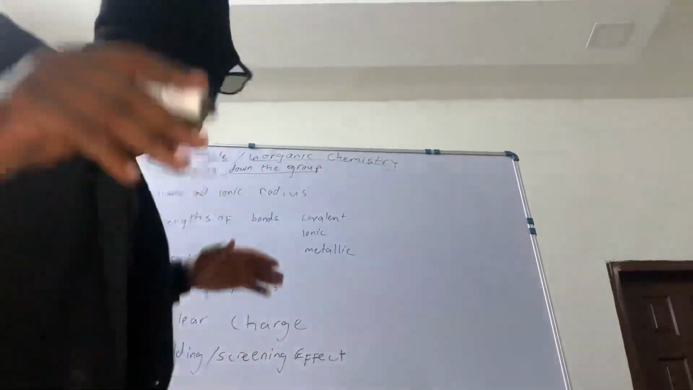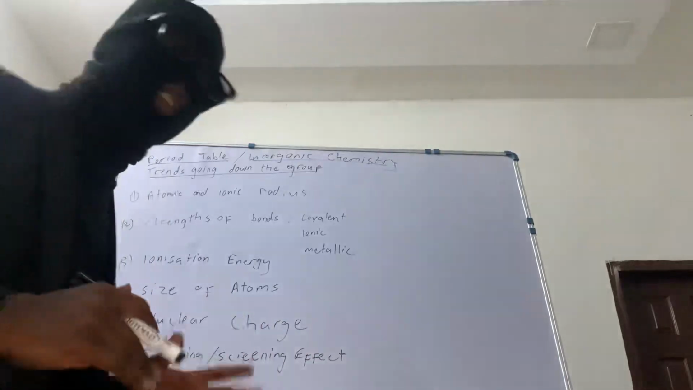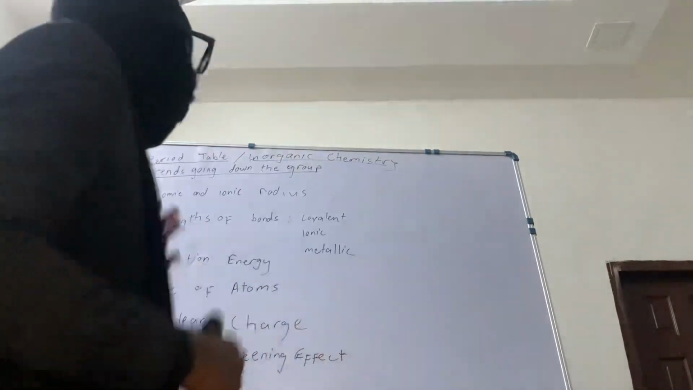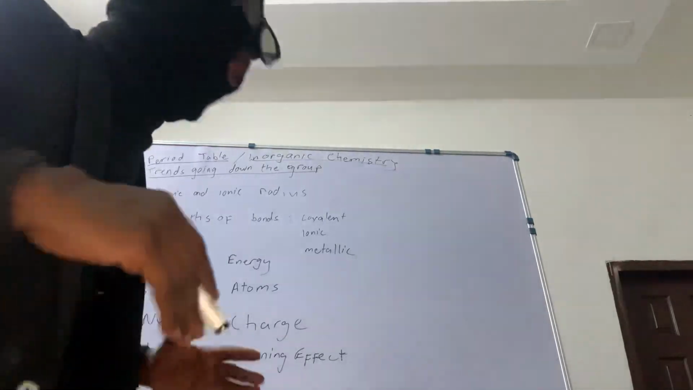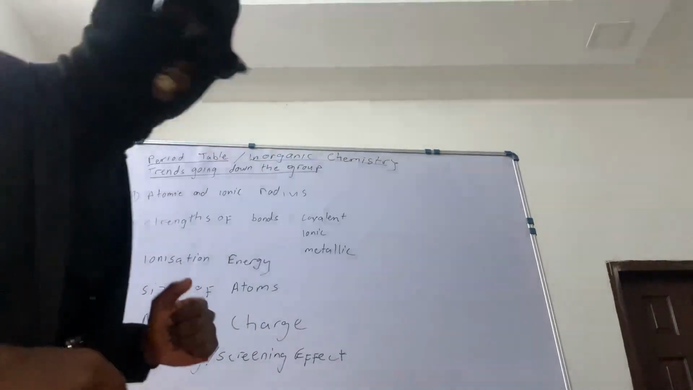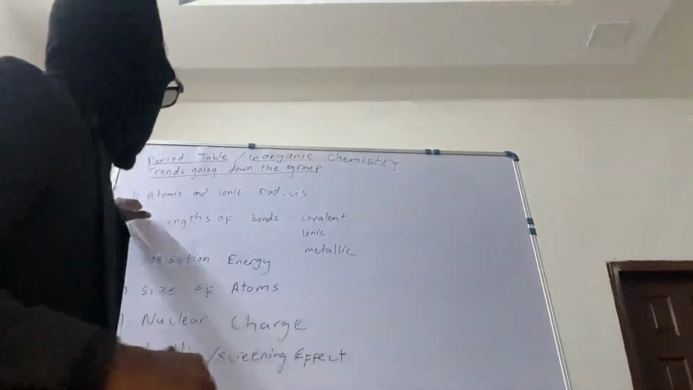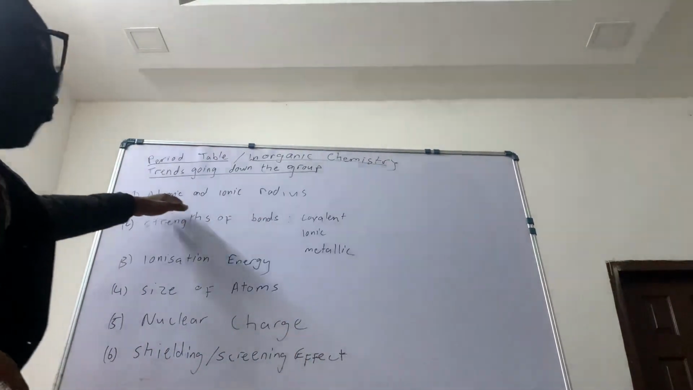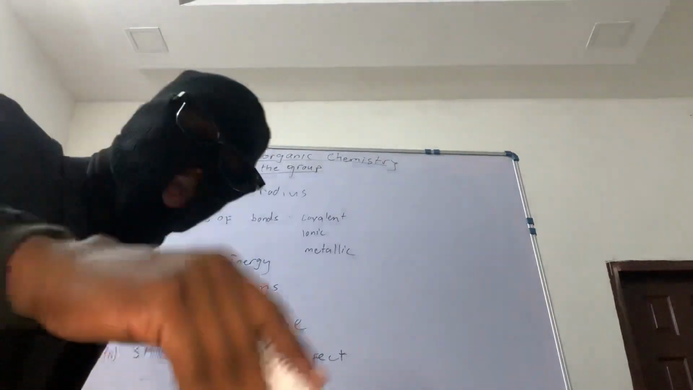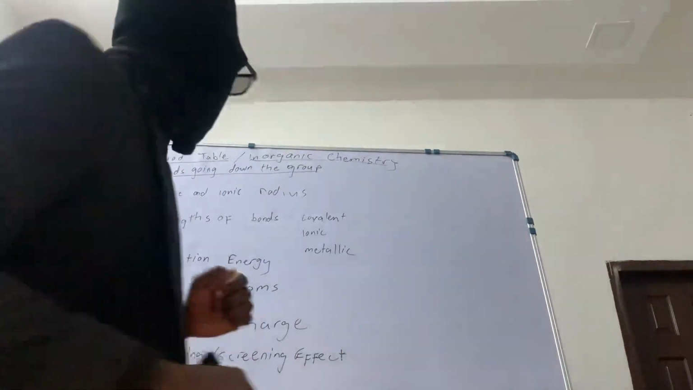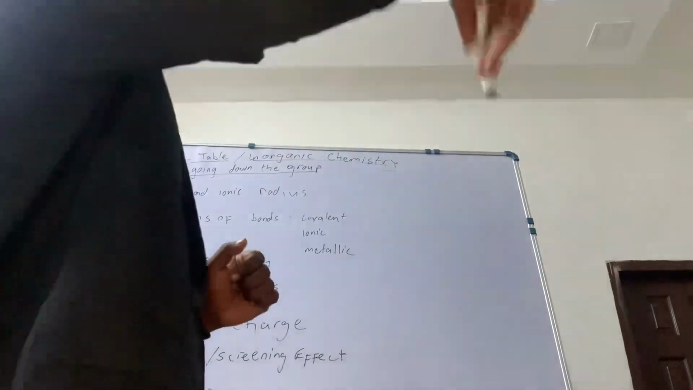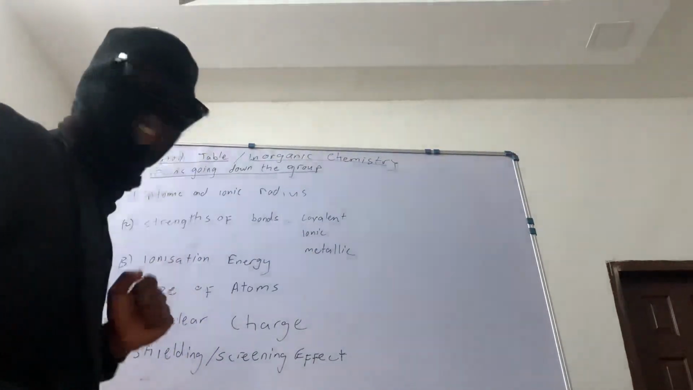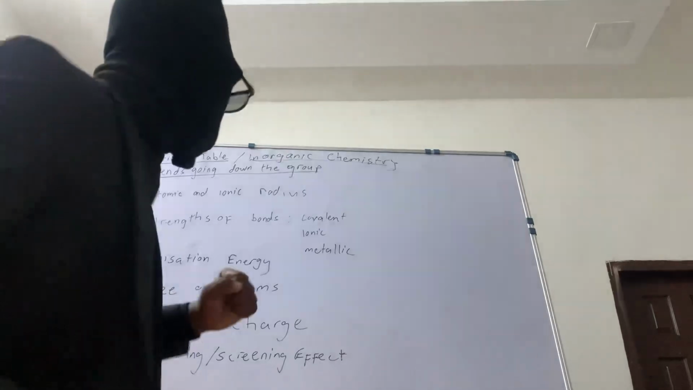Now we're going to be talking about individual features, individual characteristics. What is going to be happening to the individual features? I have listed down the individual features. Number one, we have got the atomic and the ionic radius. We want to see what is going to be happening to the atomic and the ionic radius as we move down the group.